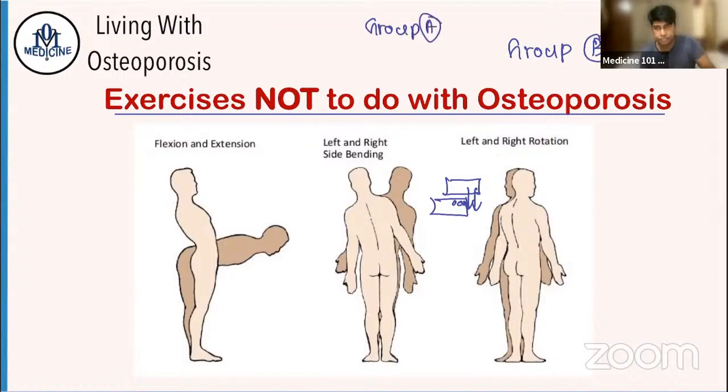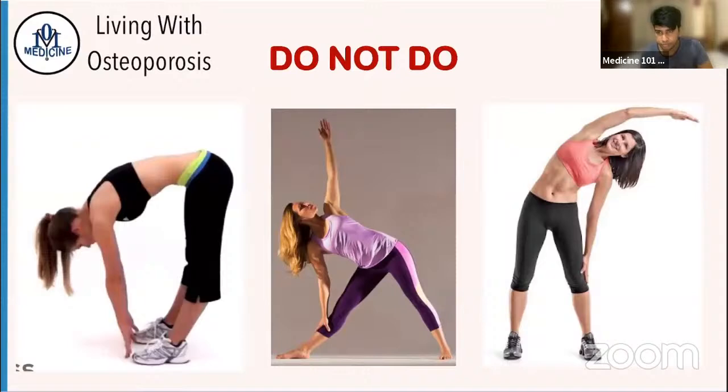you are relatively free to do your own exercises, do weight exercises, build up your mass before you turn the age of 30 to 35. So these are the exercises you should not do. You should never do these exercises if you are in group B or C. Anything that turns, do not do these.